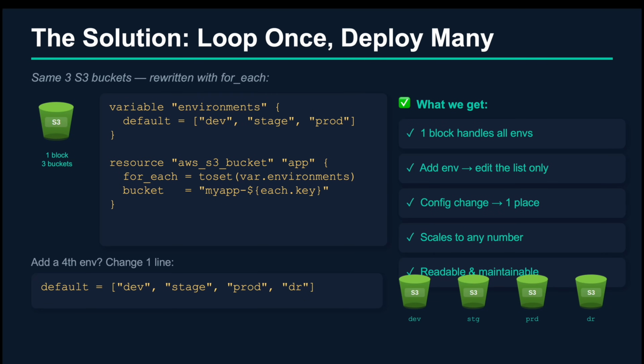So next is the solution. Loop once, deploy many. Here is the same three buckets: dev, stage and prod. One variable holds that list. The bucket name is dynamically constructed using each.key. We will explain what that means in a moment. Now if you need a fourth environment, look at the bottom of the slide. You can change one line, just add dr to the list. Terraform handles the rest. Config changes? No. You make them in one place, the resource block, and every bucket gets the update on the next apply.